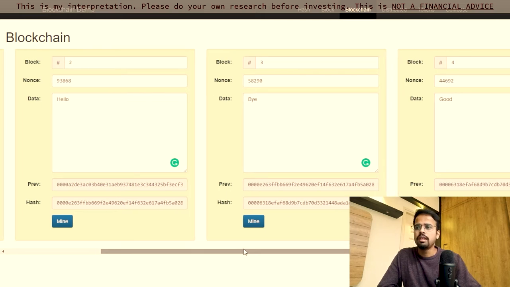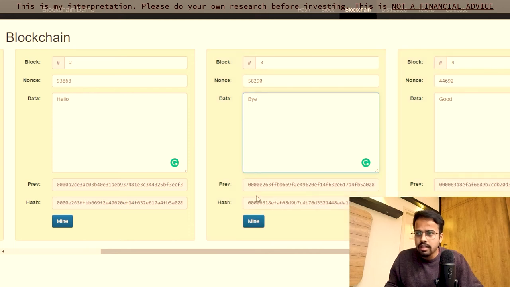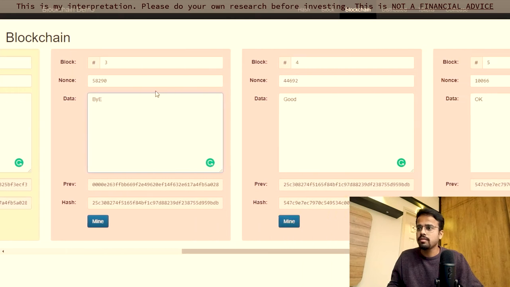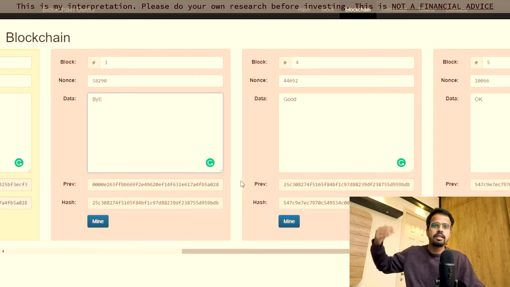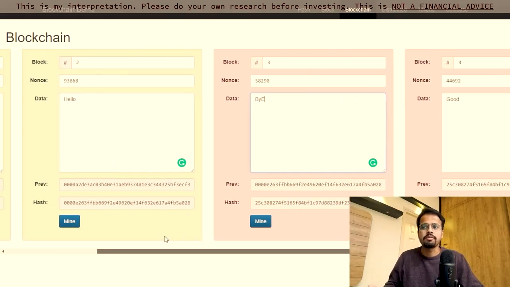Now let me show you. I just change this to a capital E. See, as and when I'm changing it, all the blocks are changing. See the hash of this block, it changed. The previous block remained the same, but the hash of this block changed. Since the hash of this block changed, the hash of all the subsequent blocks changed, which makes it invalid, because other people in the network would be having different hashes for each of the blocks.